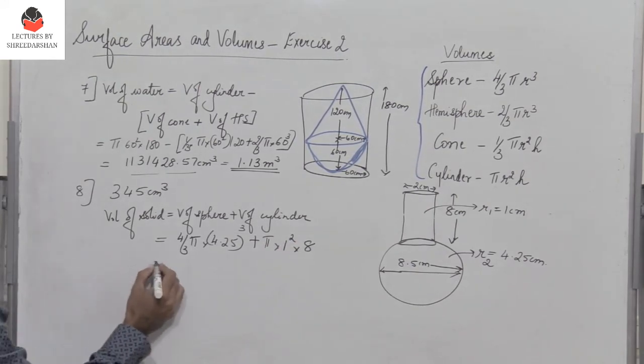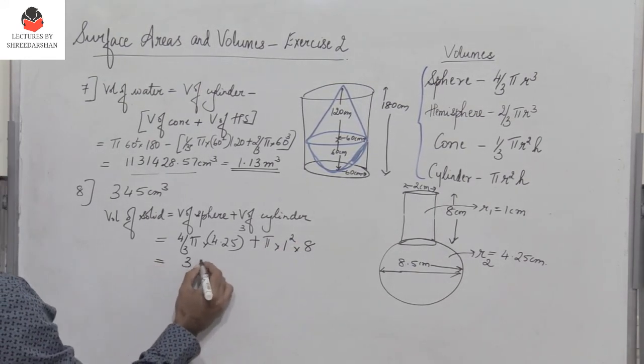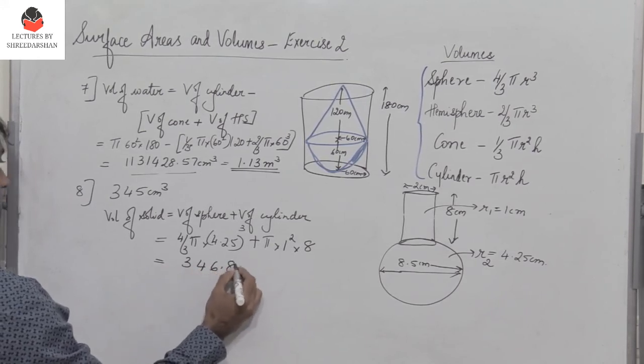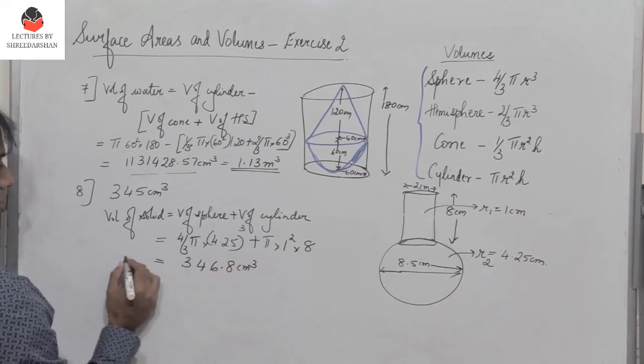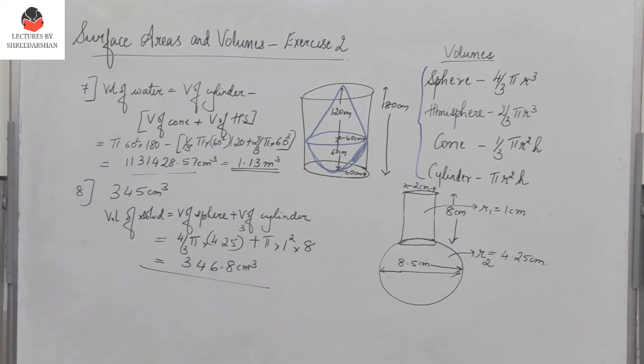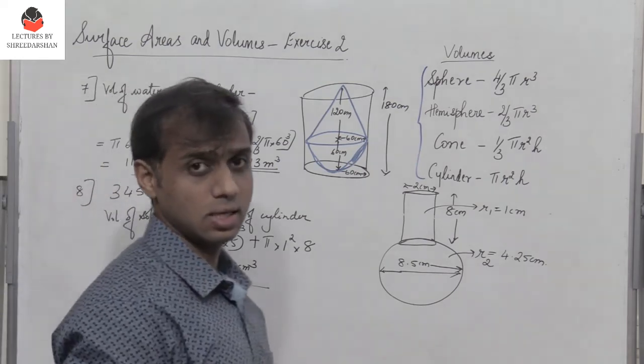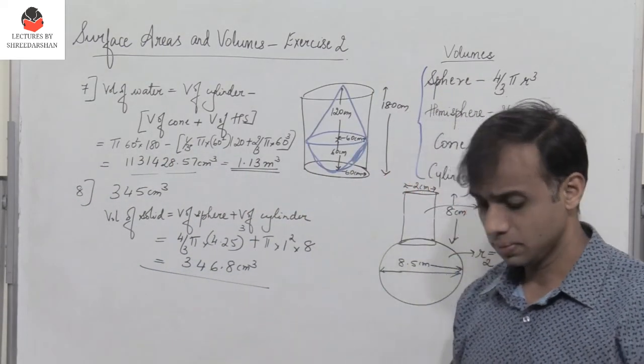So when I calculate, we get the volume as 346.8 centimeter cube. So this is the volume of the solid, but the child has measured it as 345. So there is a difference, a small difference. Therefore, the volume of the solid which has been measured by the child is incorrect. Okay, so that's the answer for problem 8.